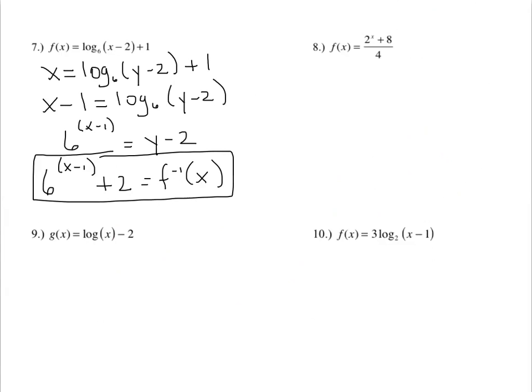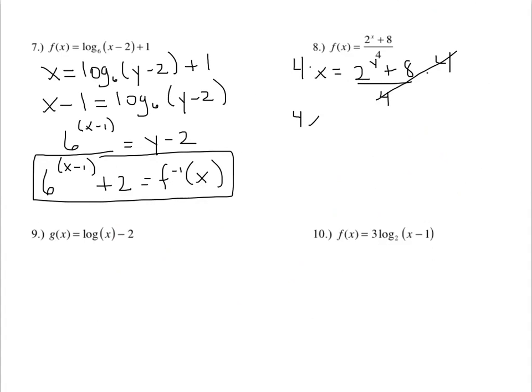We'll go ahead and try number 8 together, and then you can try number 9 and number 10. So for number 8, again, switching x and y, you should notice that we start with an exponential. So in the end form, we should expect a logarithm. So let's go ahead and see what we get. x equals 2 to the y plus 8, divided by 4, so interchanging my x and my y. I'm going to multiply both sides by 4. Remember, we have to get 2 to the y by itself. So that'll cancel the 4s out on the right side.